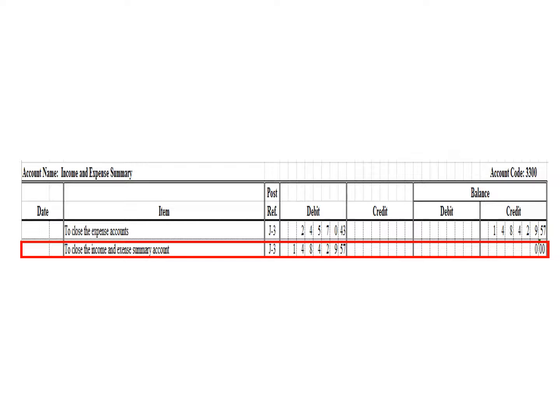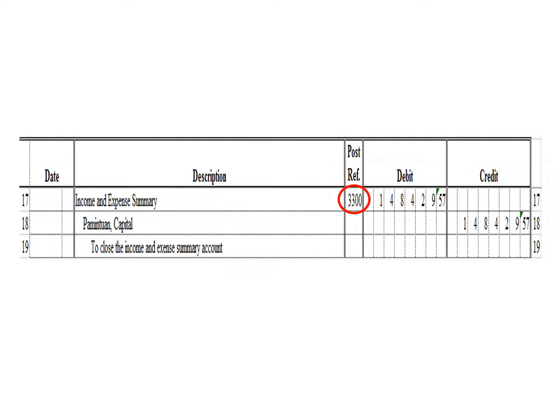Why? Because we have a previous credit balance for 148,429 pesos and 57 cents. Then we have a debit for the same amount. After closing the income and expense summary account to Pamintuan Capital, the balance should be 0. After posting the debit entry, write the posting reference, 3300, the account code for income and expense summary.